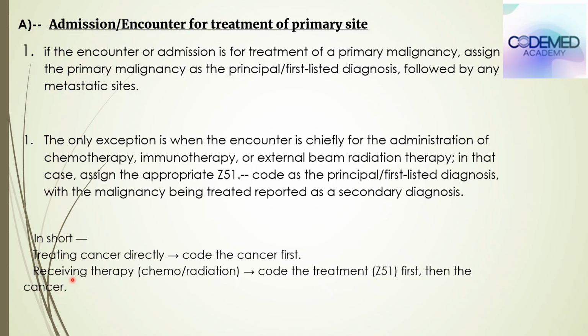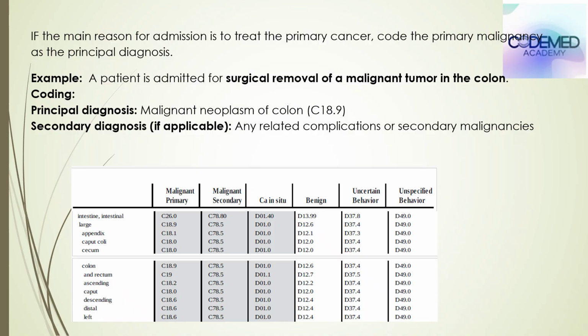So in short, when you are treating the cancer directly, code the cancer first. If you are receiving the therapy, code the treatment first and then the cancer. So let us take one example that a patient is admitted for the surgical removal of the malignant tumor in the colon. Now in this case, why the patient has been admitted: malignant tumor of the colon, and that will be your principal diagnosis, and secondary diagnosis is any related complication or secondary malignancy, because here the patient is admitted for the treatment of the primary cancer.